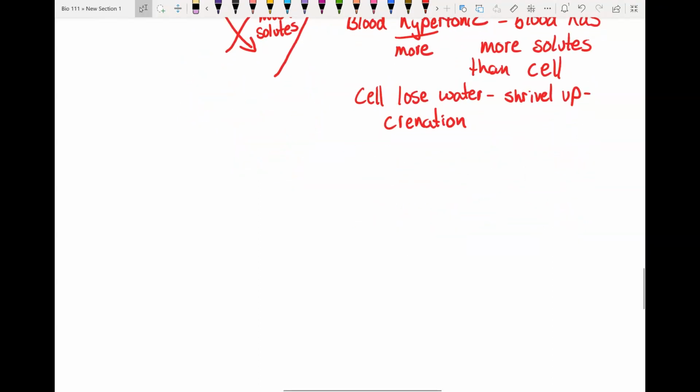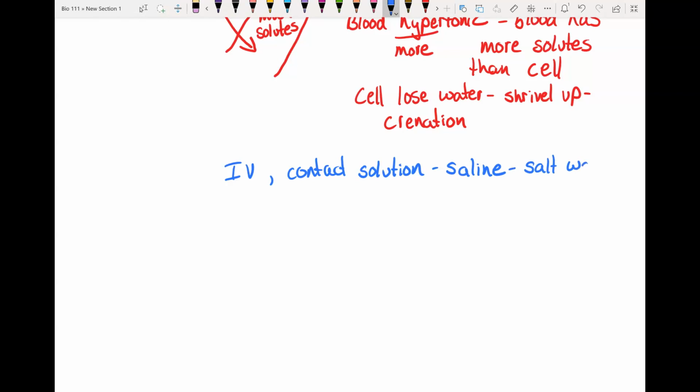One more thing to think about with this is IVs and contact solution. Next time, if you're in the hospital getting an IV, or if you wear contacts, or if not, just look at this the next time you're in the aisle at the store with the contact solution. Both of these are saline. Saline means salt water. Now, they're not nearly as salty as the ocean. They're just a little bit salty.